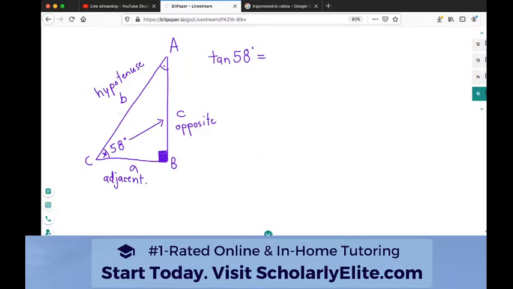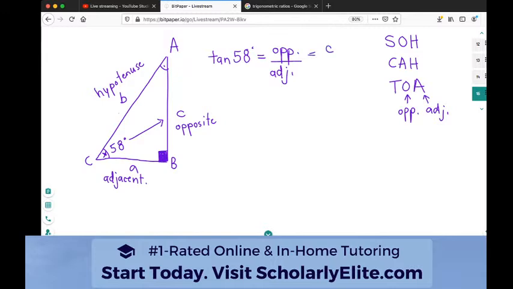Great. So, in this case, all I have are these letters to go off of, but what I need to know is my SOHCAHTOA rule. So, which letters are involved in tan? TOA. We have opposite and we have adjacent. So here we've got opposite over adjacent, and in this case the opposite is the C and the adjacent is A. So this is our final answer in this case. Okay?